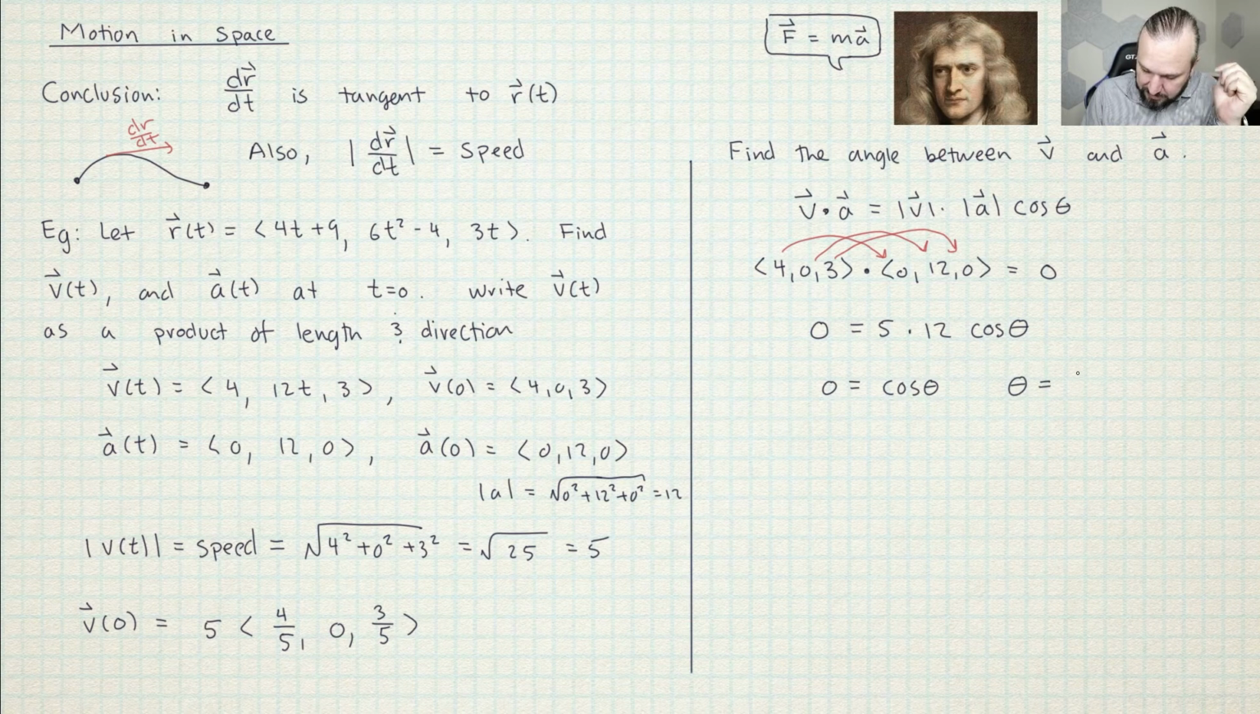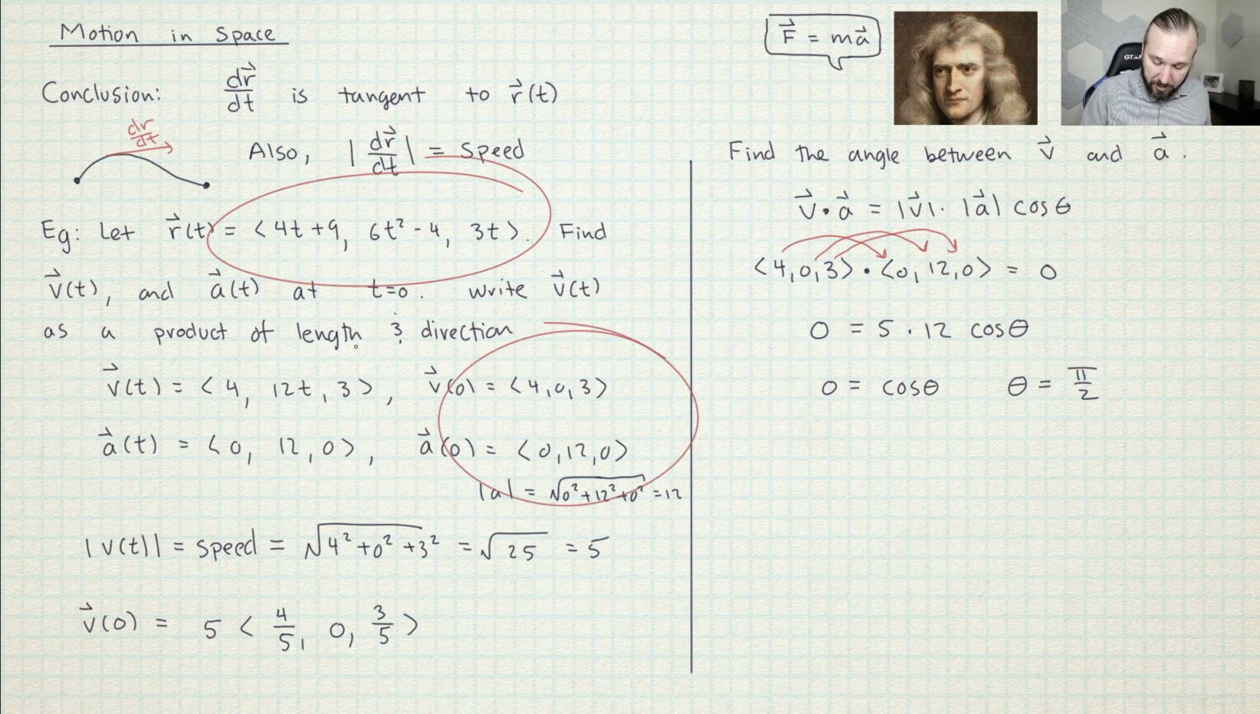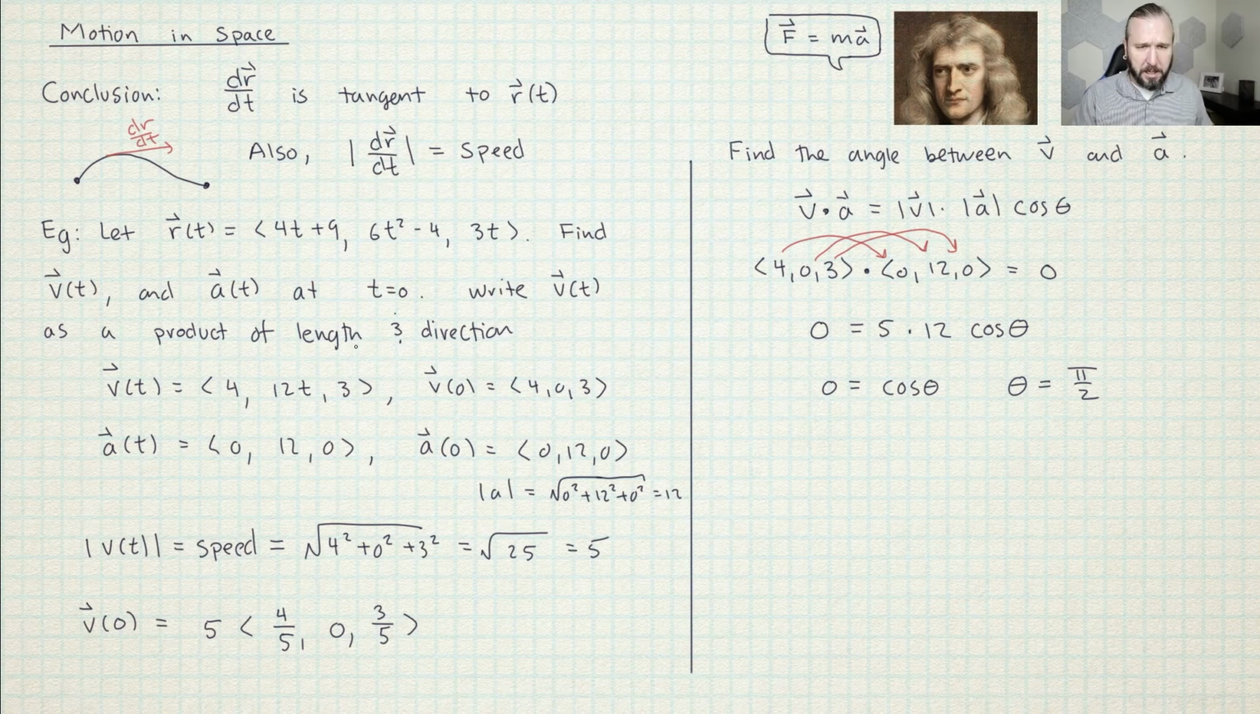So theta is equal to either pi over 2 or 3 pi over 2, but I'm going to keep all of the angles between 0 and 180. So in this case, at this specific time, these two vectors are perpendicular to each other. This was kind of a fluke thing, though. This was a special thing. In general, v and a are not going to be perpendicular to each other.